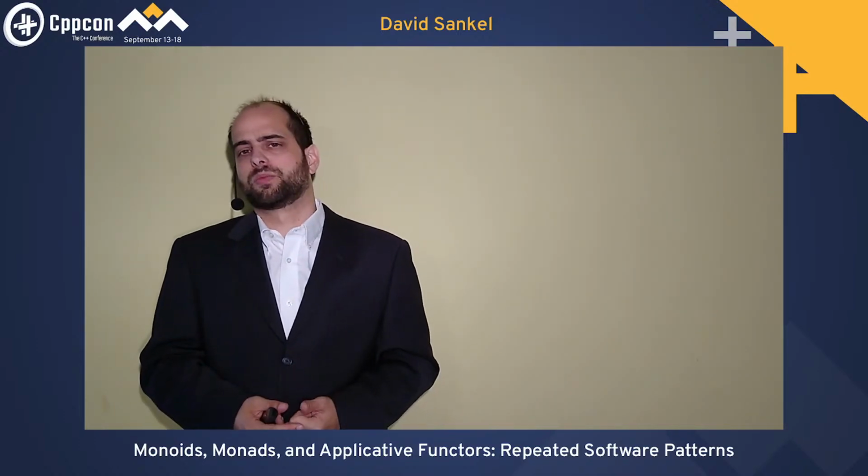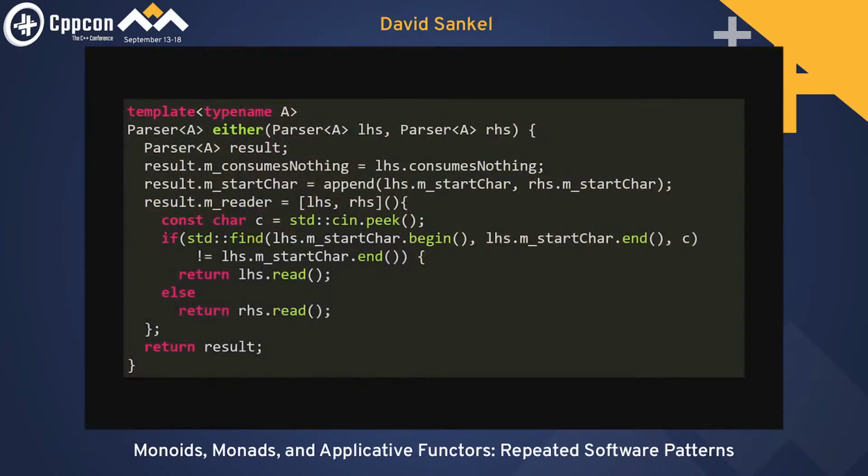Let's see how either would be implemented. Either takes in, as I mentioned before, a parser of type A and another parser of type A. Consumes nothing is only true if LHS consumes nothing, because if LHS consumes nothing, then it's just trivial. It's always LHS, and that's the end of it. Now the start characters here will append the start characters from the left-hand side to the start characters of the right-hand side. And that'll be the start characters that are valid for either of the two different parsers.